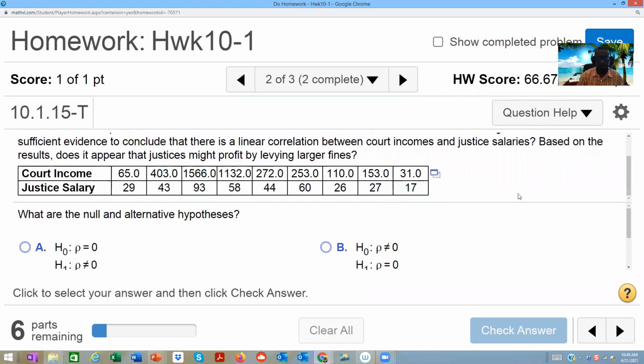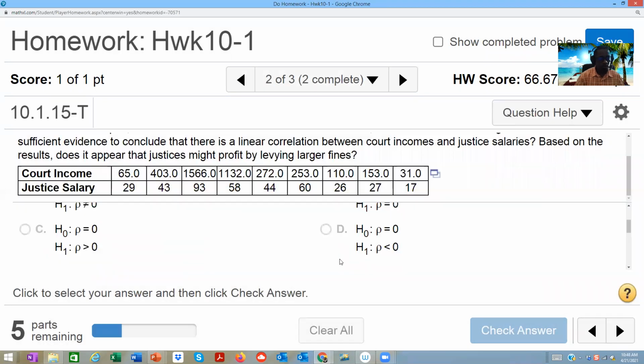Before we construct it, when you are doing the correlation, the first data is your X and the second is your Y. So in this case, my X is the court income and my Y is the justice salary. If you are testing the hypothesis, the rho test is always two-tailed. The null hypothesis is always rho equals 0, and the alternative is rho not equal to 0. So this one will be option A.